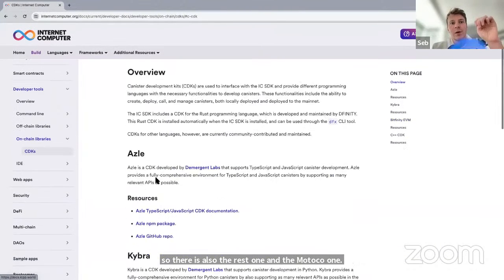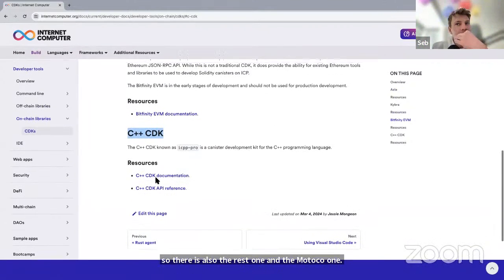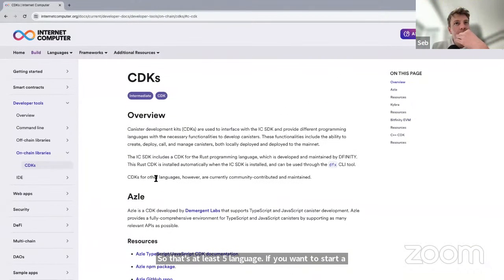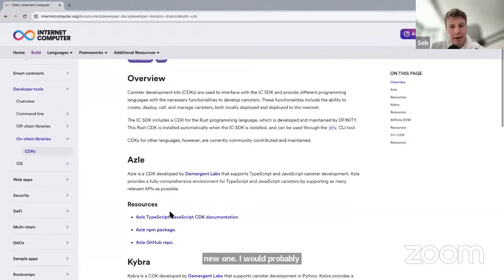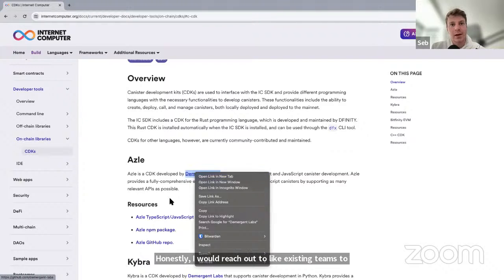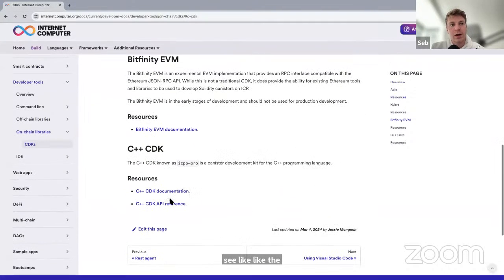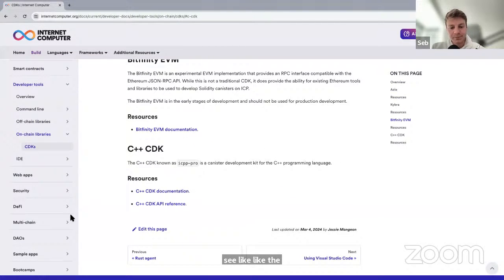If you want to start a new one, honestly, I would reach out to existing teams, like Emergent Labs. I would reach out to them and ask them how that would work.